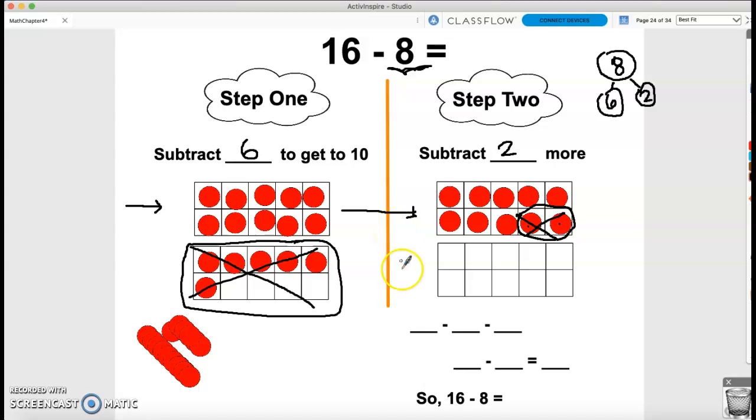So I started with 16. How many did we take away here? We took away 6 so we can make a 10. And how many more did we take away? 2. So I know that 16 minus 6 is 10. And I still have my 2 left over I'm having to take away. And 10 minus 2 equals 8. So 16 minus 8 equals 8.